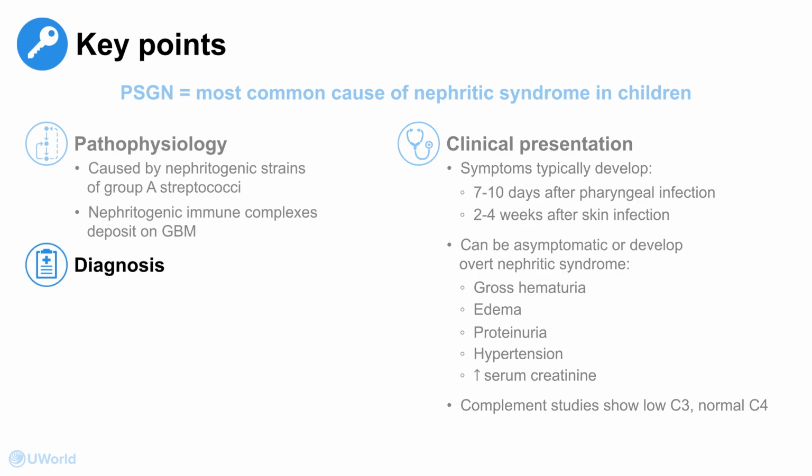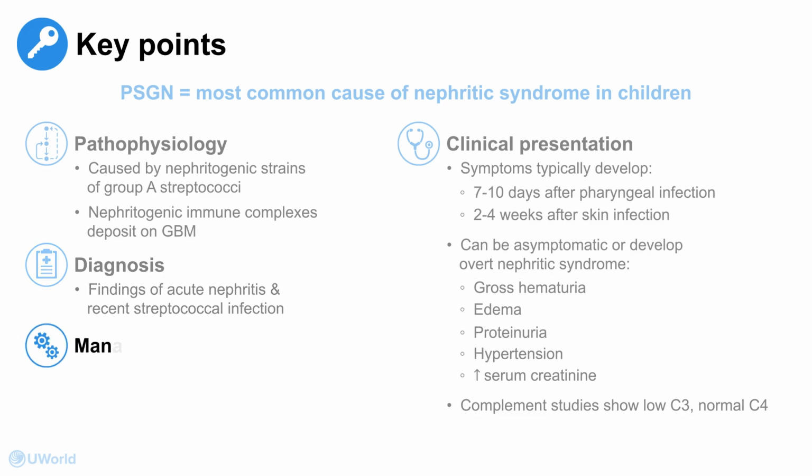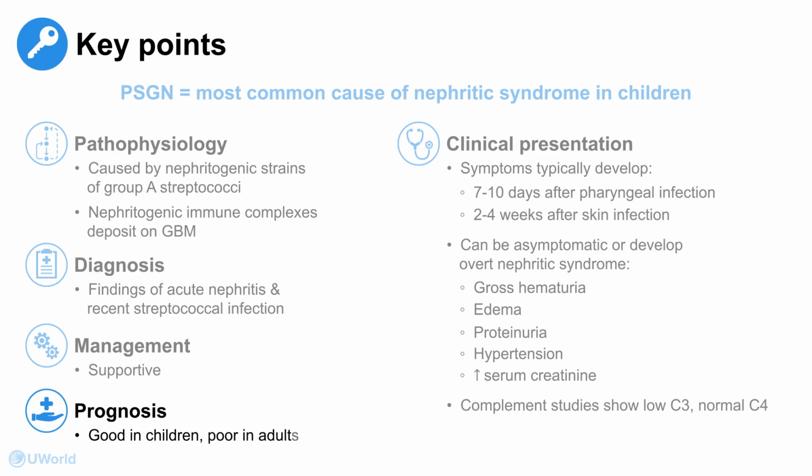The diagnosis is made in patients with findings of acute nephritis who have history or laboratory evidence of recent streptococcal infection. Treatment is supportive. Most children recover completely, but adult patients have a relatively poor prognosis and higher risk of chronic hypertension and renal insufficiency.